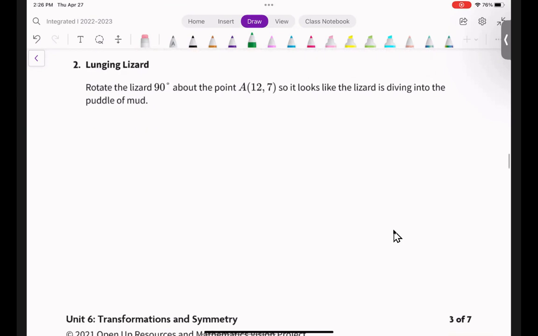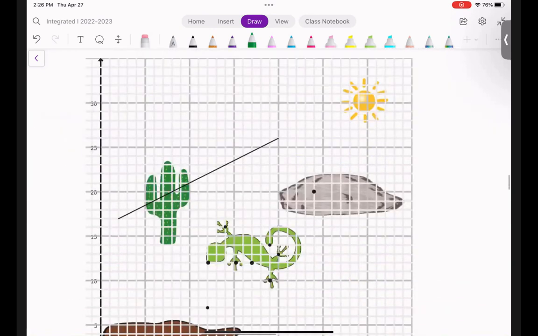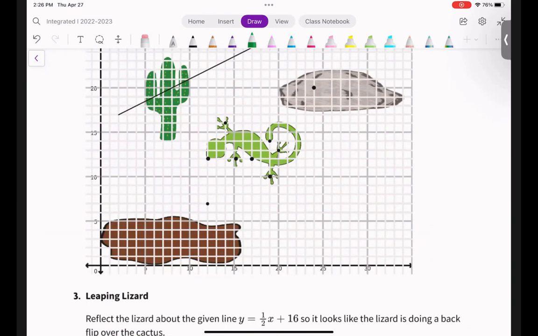Okay, next one. Rotate the lizard 90 degrees so that around point 12.7, it looks like he's diving into the pool of mud. So the first thing I'm going to do is look at my lizard, and there's that point 12.7. You guys all see my point right here, 12.7? That's the point we're rotating around.